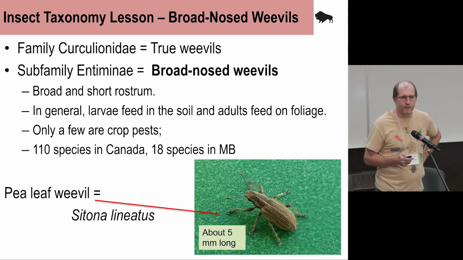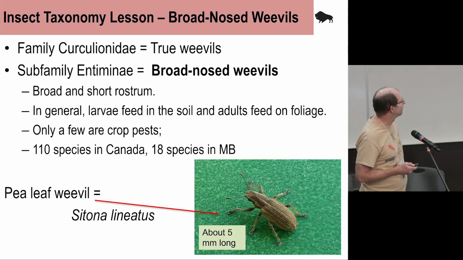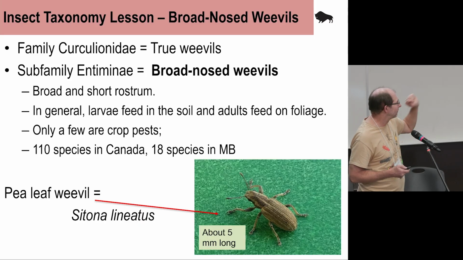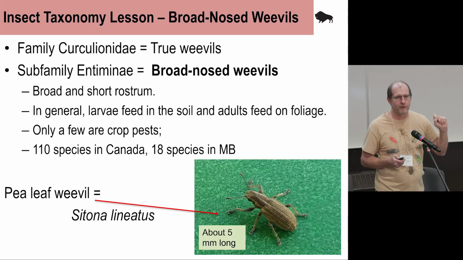Okay, on to weevil number 2. This is the one that doesn't quite belong. This is a group called the broad-nosed weevils. My example here is pea-leaf weevil, but it belongs to a subfamily called the broad-nosed weevils. And broad-nosed weevils, again, are what they sound like. They don't have that big snout to them. It almost looks like their snout's been sawed off. So they are a weevil. They're still a true weevil. They just don't have a big long snout to them.